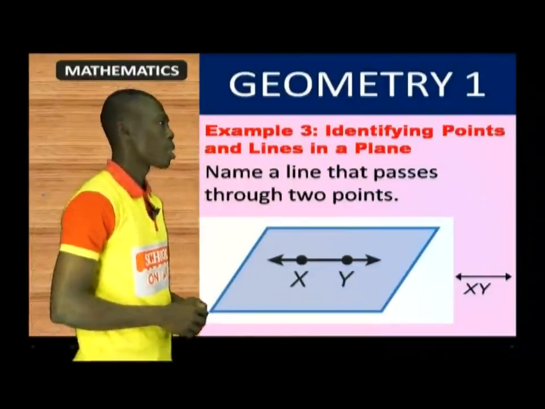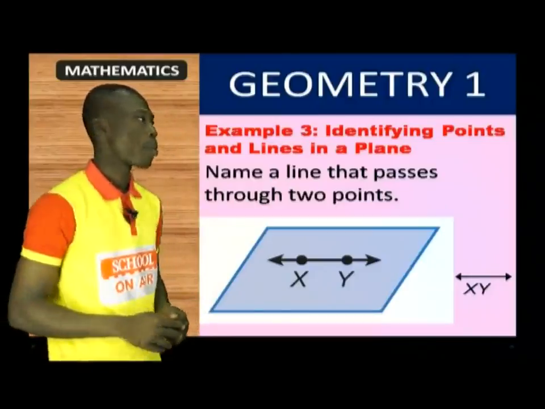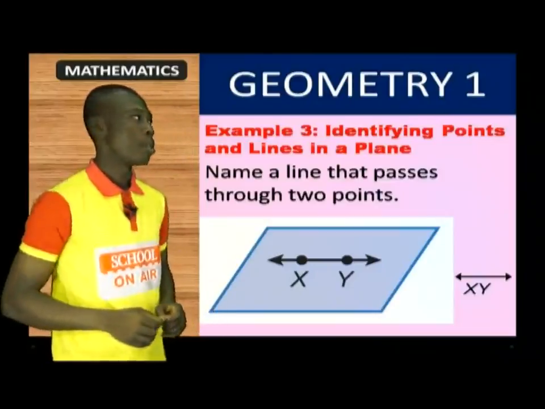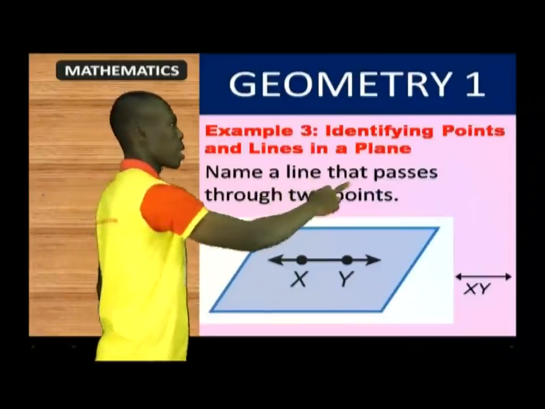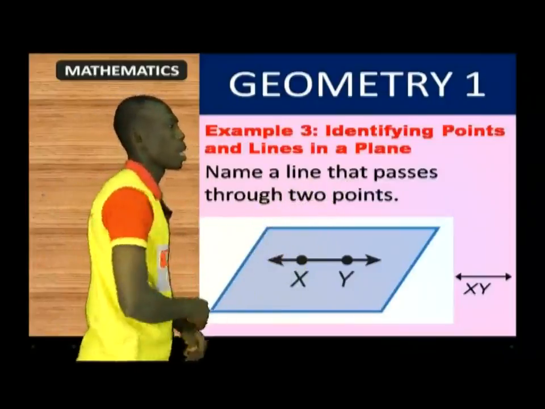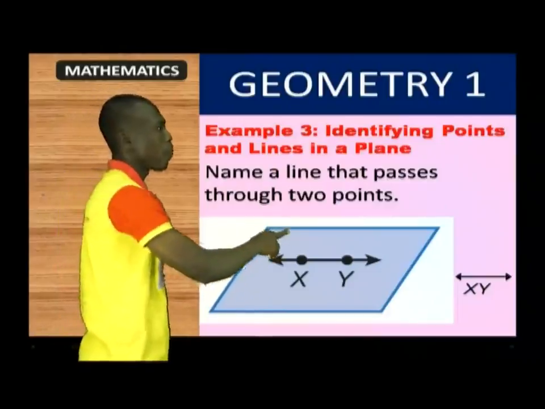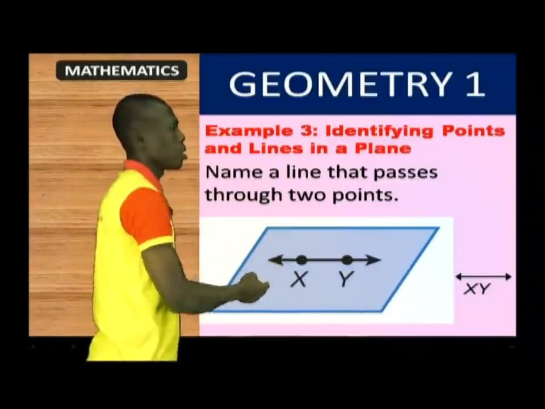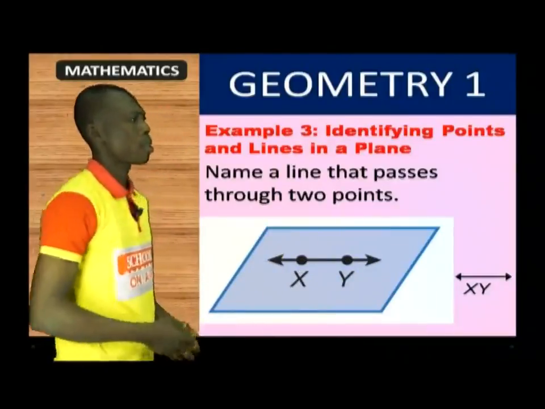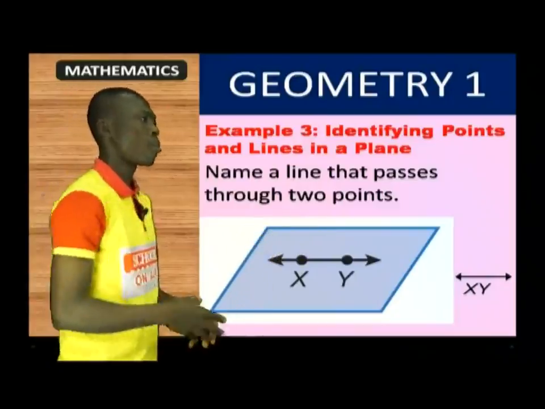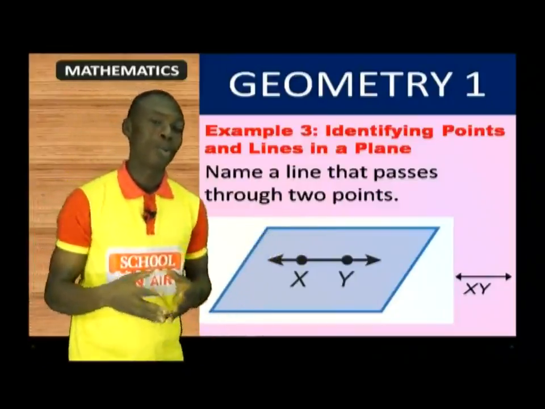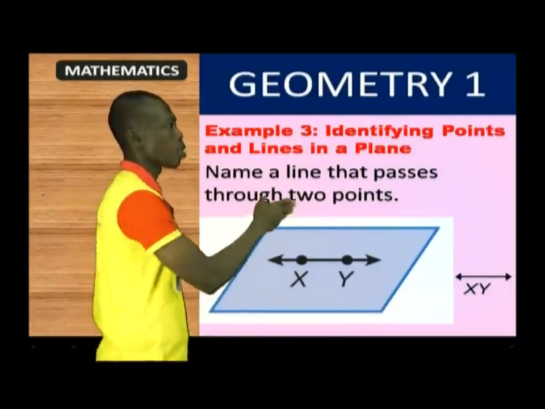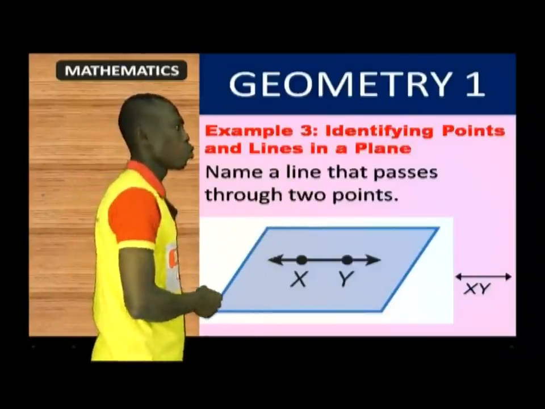All right, so let's take a look at another example of what we've just talked about. Example 3 is about identifying points and lines in a plane. Now the question is, name a line that passes through 2 points from here. Okay, so we have this diagram, we have this plane. You see the arrowheads going in different directions. So that means we probably have opposite rays there, okay? But that's not what the question is requiring of us. It is asking us to name a line that passes through 2 points.